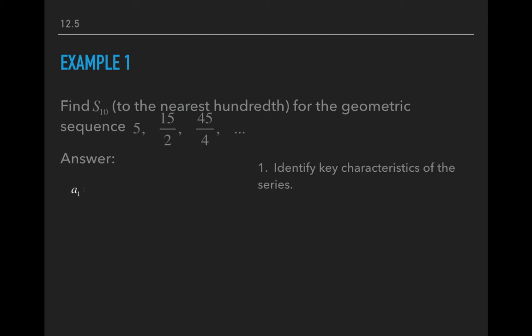To be able to do that, we need to identify some key characteristics of our series. We need to know our first term, and it would be counterintuitive to try and find all the 10 terms that we were going to add. The last thing that we need to know is our rate. That would be your second term divided by your first. Or, since we're working with fractions, you can multiply by the reciprocal. We're working with a rate of 3/2. Oh yes, and we're adding up to position 10.